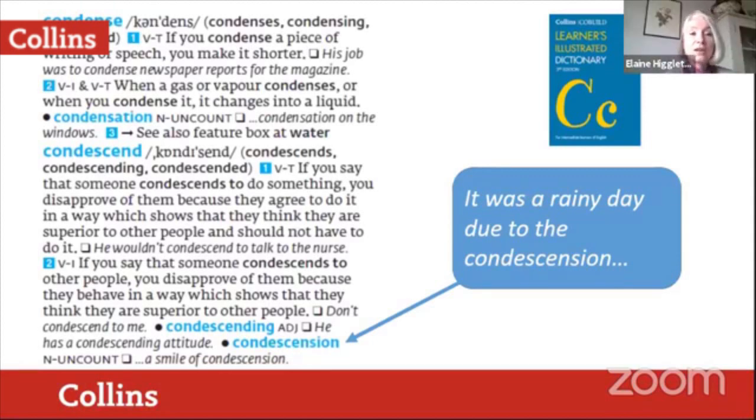Again, we get them to look in their dictionary. What do they look at? I've highlighted it here. They look at condescension. They then look at the meaning. If you say that someone condescends to do something, you disapprove of them. So disapproving of people doesn't really sit with a rainy day. And if you actually look in the dictionary, condensation and condescension are very, very close together. The student has clearly confused two words. So they have to look at the meaning, and then maybe they need to look at the words that come before and after the word that they've made a mistake with.